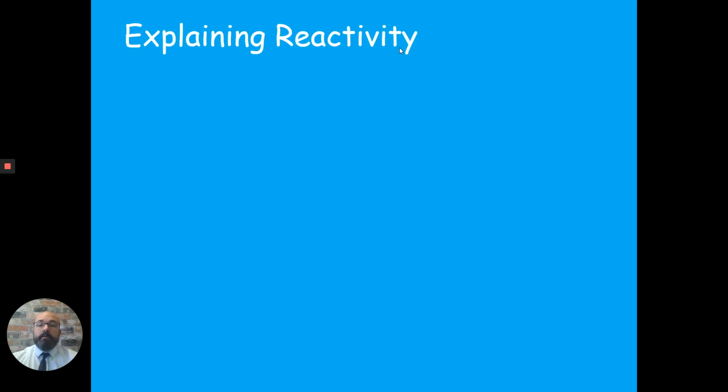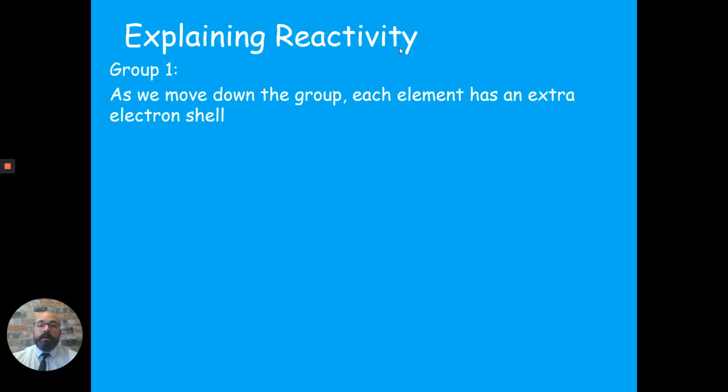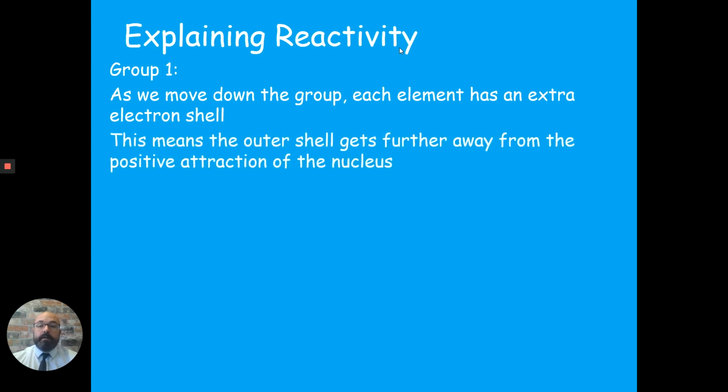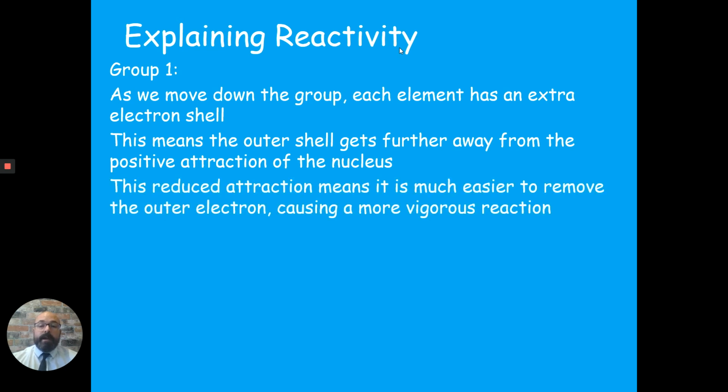Okay, so if we look first at group 1, as we know, each element has an extra shell as you move down the group. So when you move down, you're moving down to a different period and therefore an extra electron shell. So it means that outside shell is getting further away from the nucleus. Now, if you remember, the electrons are in those shells. And with group 1, they have 1 electron in the outside shell.